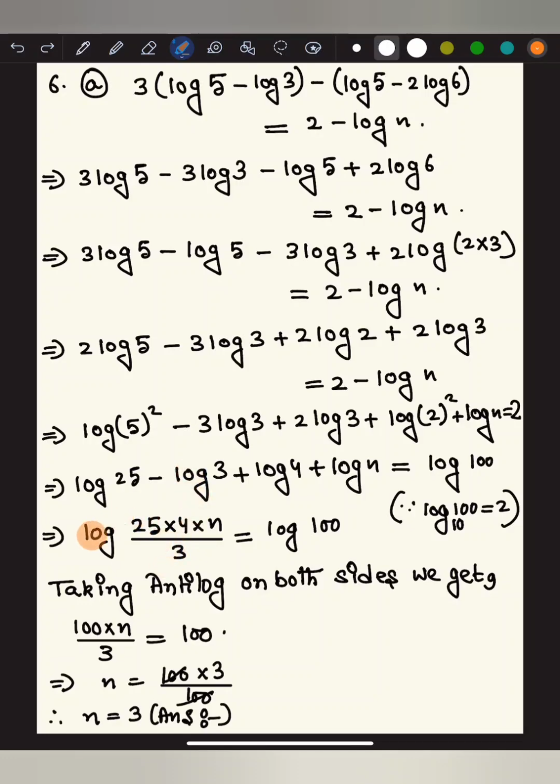So we got log of 25 into 4 into n whole divided by 3 is equal to log 100. So log 25 into 4 into n by 3 is equals to log 100. Now taking anti-log on both sides, we get 25 into 4 is 100 into n by 3 is equals to 100, which implies n equals to what? 100 into 3 by 100, which becomes n equals to 3. Understood?